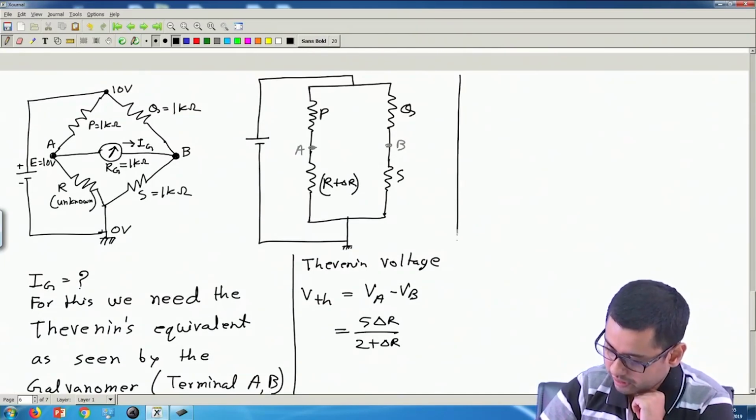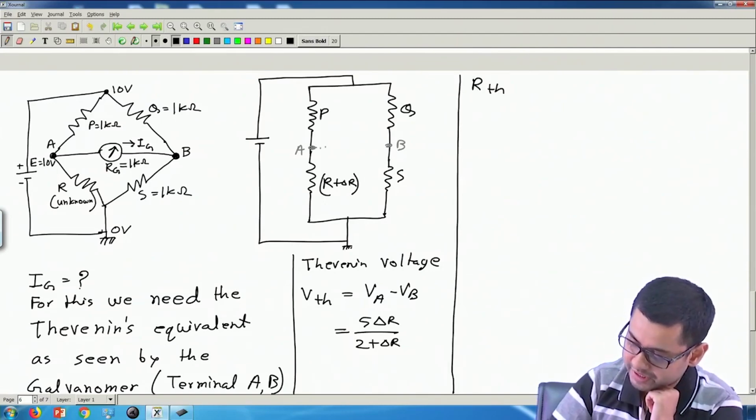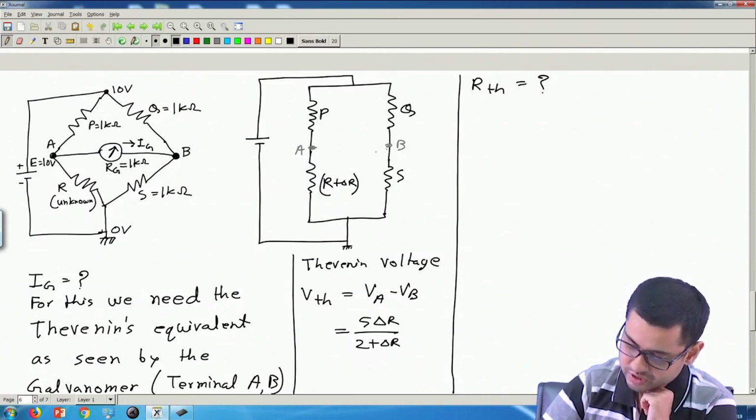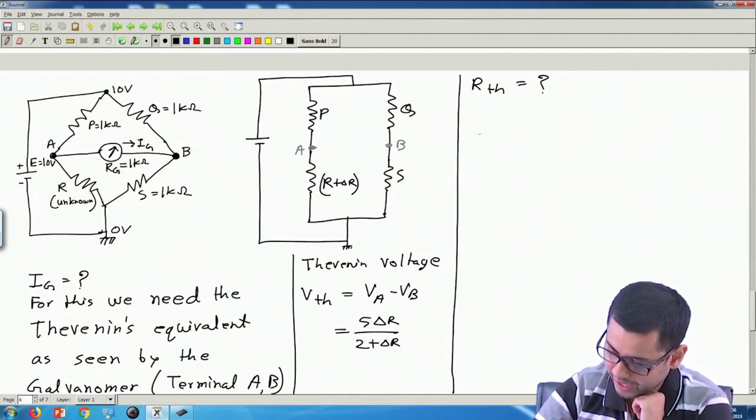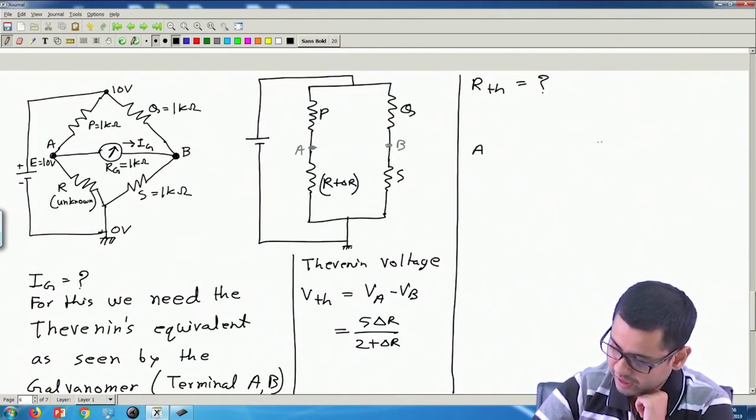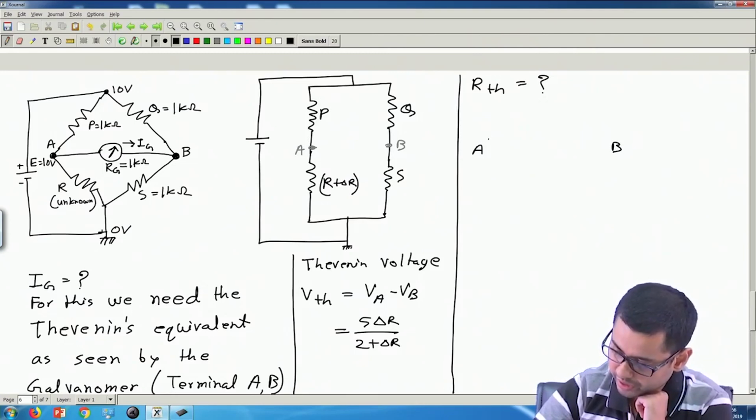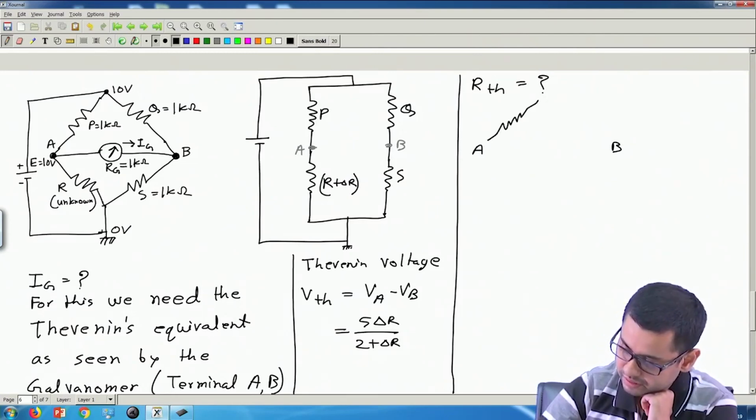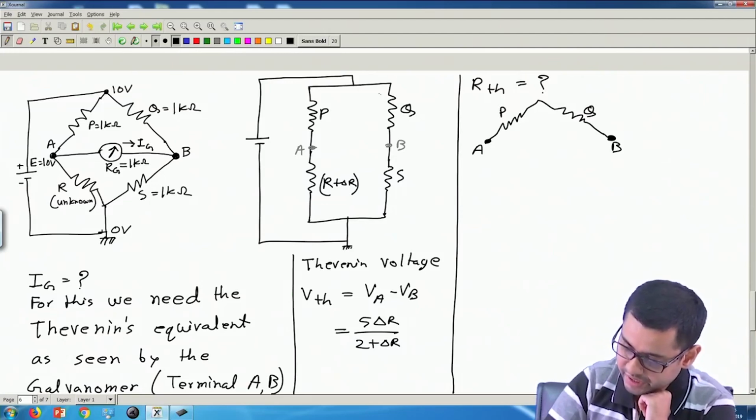Now, what is R Thevenin? Thevenin resistance as seen by this. Okay. So, for that we have to remove this source. So, we have to short circuit this source, and if we short circuit this source, then starting from terminal A we have, so let us write terminal A and terminal B here. So, from A we have P and Q. So, let us draw it like this: P and then Q. This goes to terminal B from terminal A. So, this is P, this is Q.